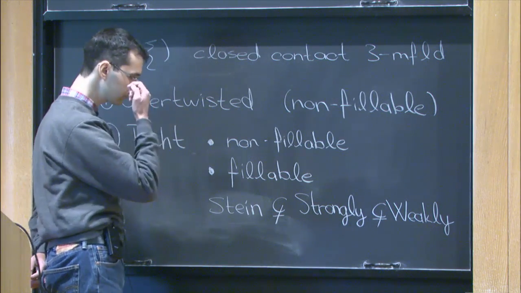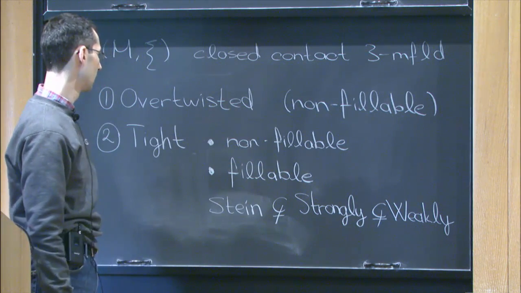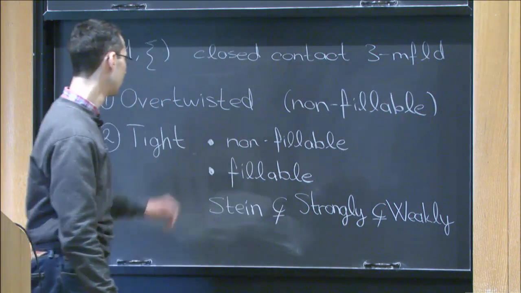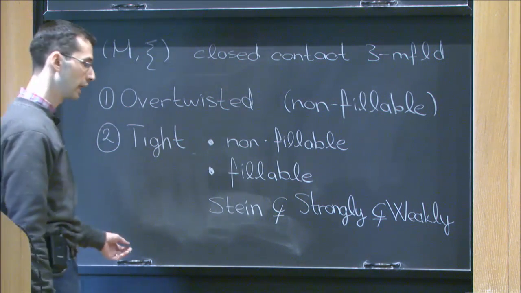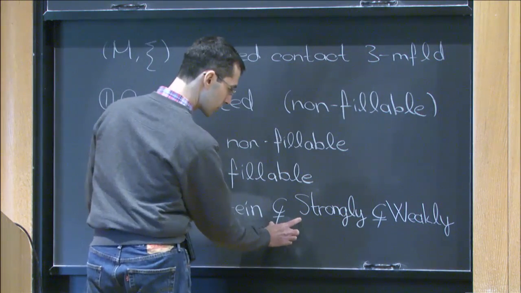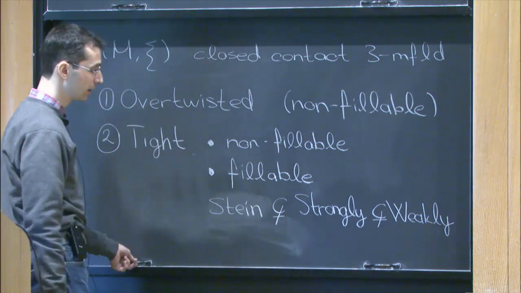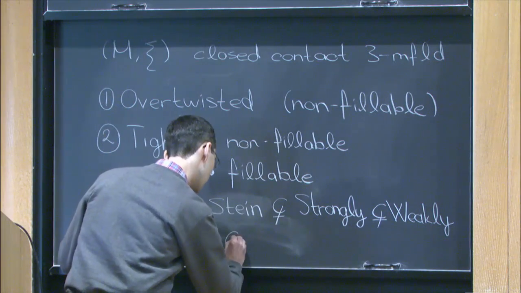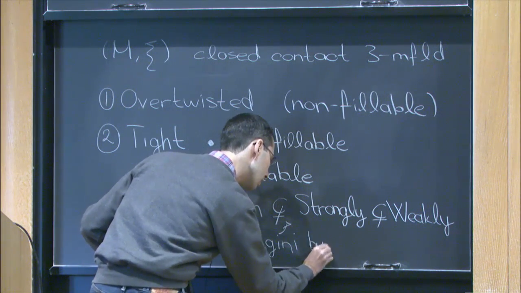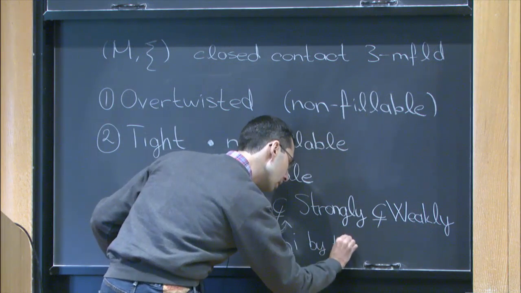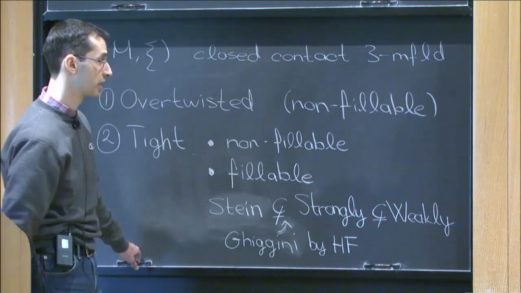All of the techniques used for these examples, for non-fillable tight contact structures and then weakly and strongly fillable ones, involve one way or another four-dimensional tools. Whether the remaining inclusion is proper was open for a while, until Heegaard Floer homology came along and Ghiggini showed that, using Heegaard Floer homology, because that's relevant to this talk. So there are strongly fillable contact structures which are not Stein fillable.